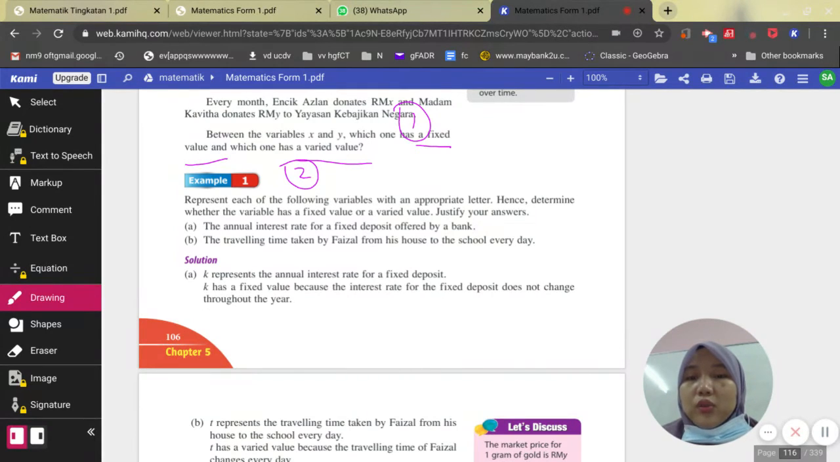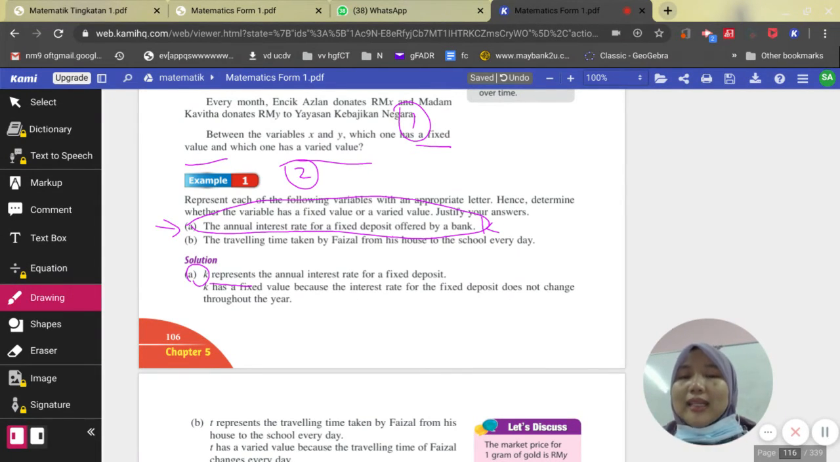Okay, for situation 1, the annual interest rate for fixed deposit offered by a bank. So, kita tidak tahu berapa annual interest. We don't know. So, we represent it with a letter K. Actually, dia terserah pada kamu. It depends on you what letter that you want to use, tapi biasanya ada kaitan lah. Okay, K ni apa? So kita bagi tahu, kita mau represent dia K. K represent, ambil semua yang di sini.